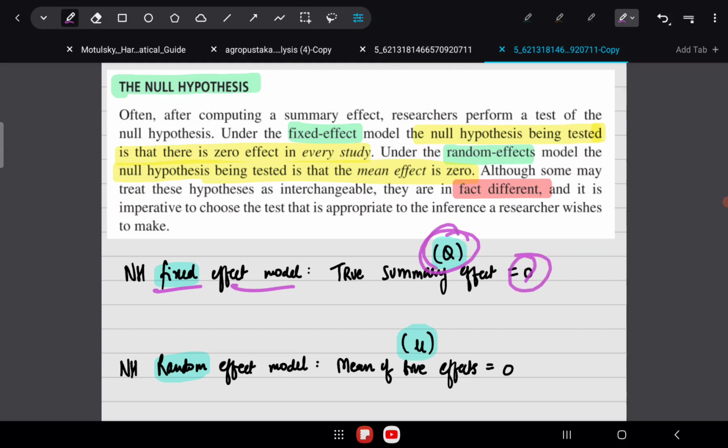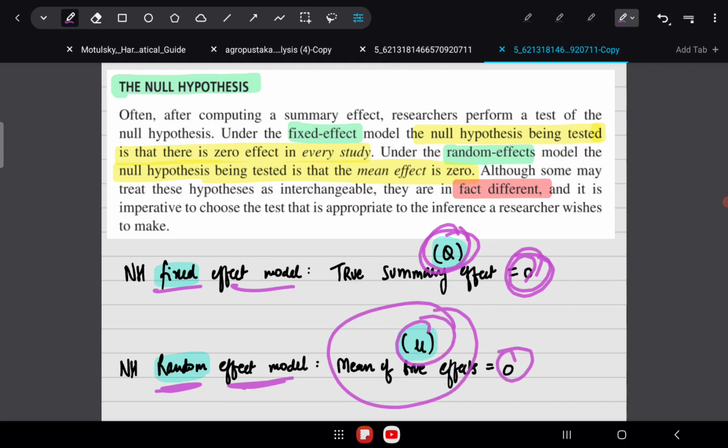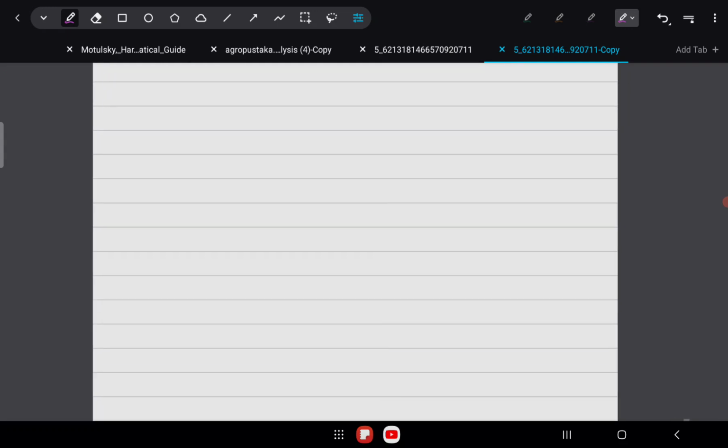The theta is 0, okay, but for random effect modeling, the null hypothesis is that the mean of the true effects, or the mu, is 0, and this is simply because the summary effect itself is different. The interpretation of summary effect is itself different in the two types of modeling. So under fixed effect modeling, the null hypothesis being tested is that there is 0 effect in every study, meaning the true summary effect is 0. But under random effect modeling, the null hypothesis is that the mean effect, or the mu, is 0, okay.